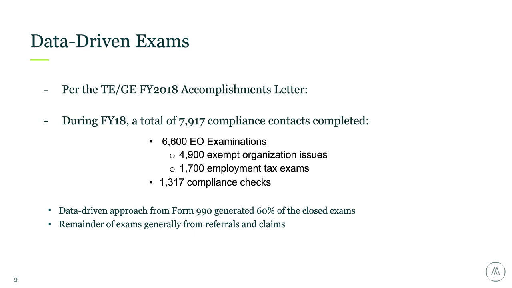4,900 of those related to exempt organization issues, and 1,700 were employment tax exams. And out of those, they had 1,317 compliance checks. So they're estimating the data-driven approach from the 990 generated 60% of the closed examinations, and the remainder were mainly from referrals and claims.